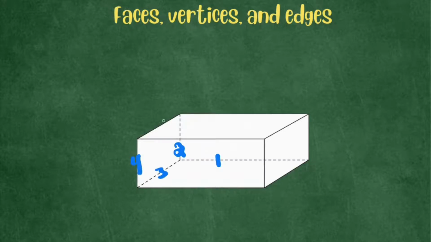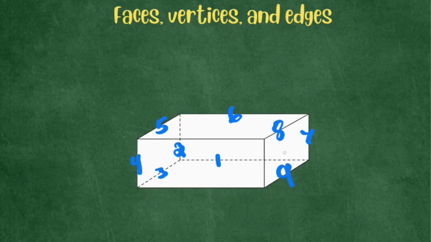And let's go up top. There's five. Let's go in the back. There's six, and let's go to the right hand side. There's seven, and then there's eight, and let's go to the bottom. There's nine, and then up near us is 10, and let's go to the other two on this rectangle in front of us. Right up top is 11, and then finally on the bottom, 12. So this shape has 12 edges.